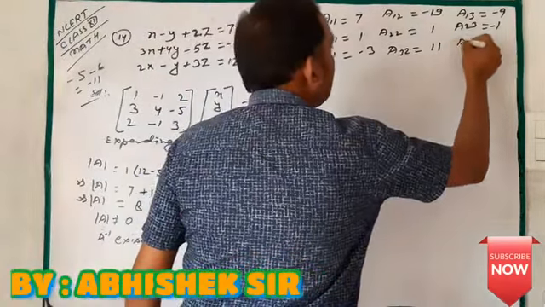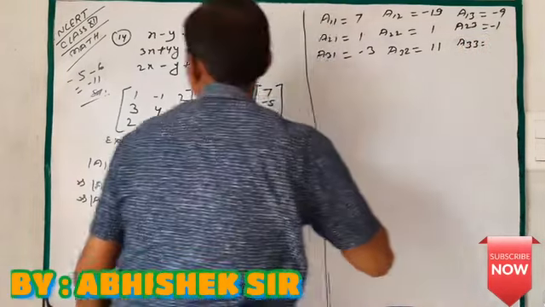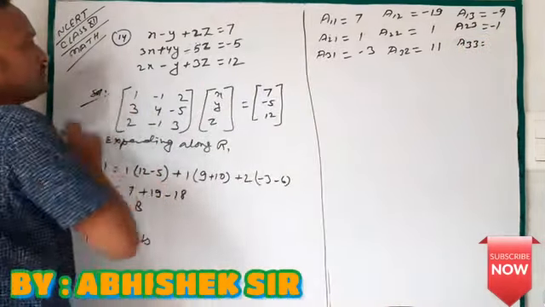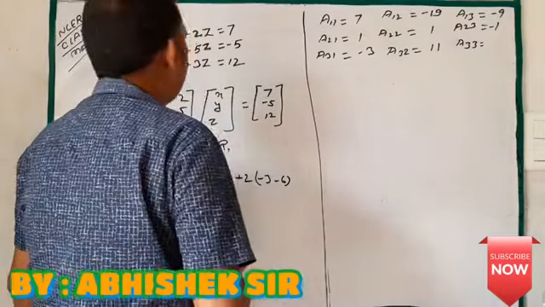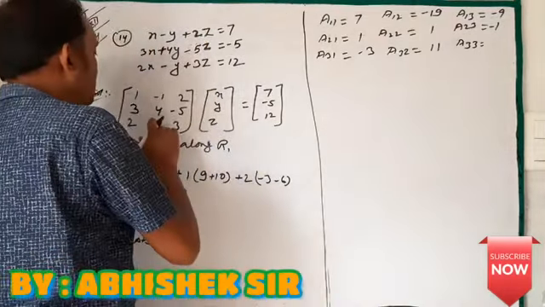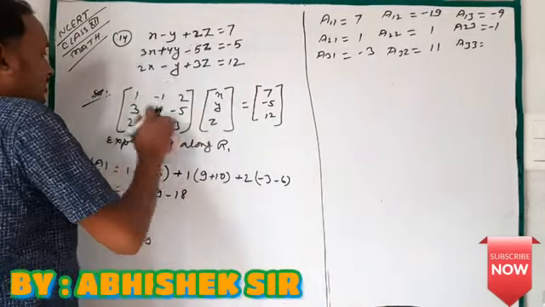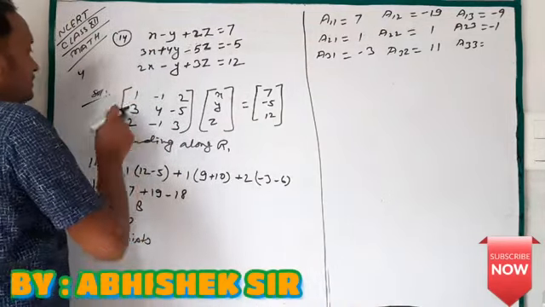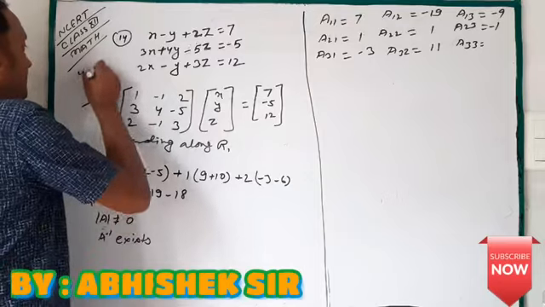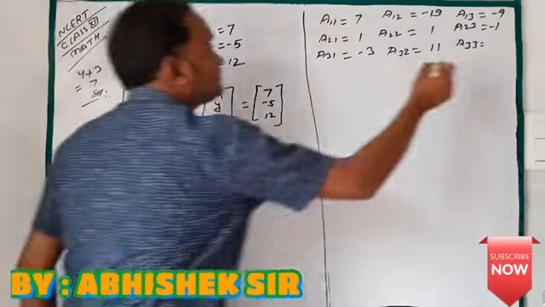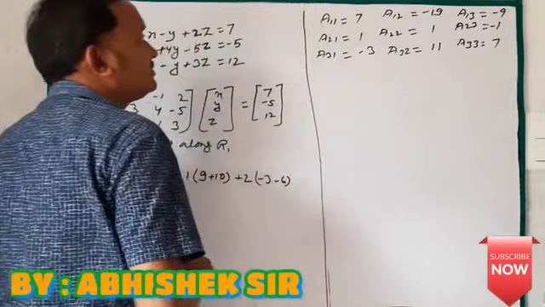Okay, A33. Third row, third column, 4 plus 3, 7.